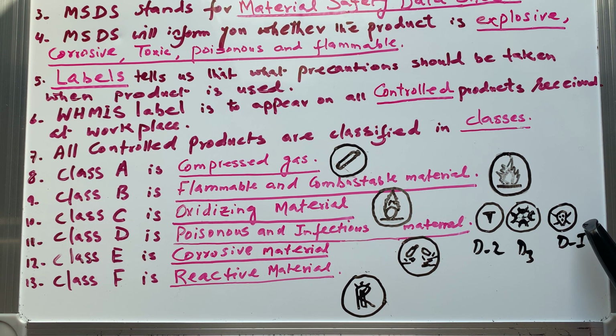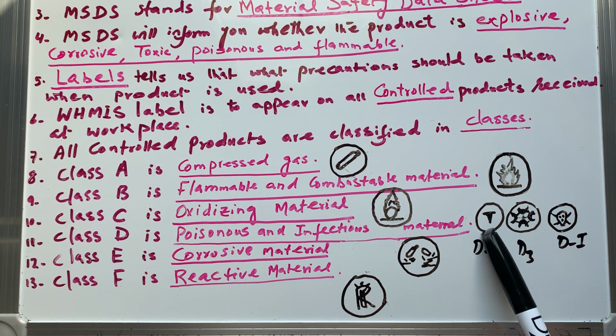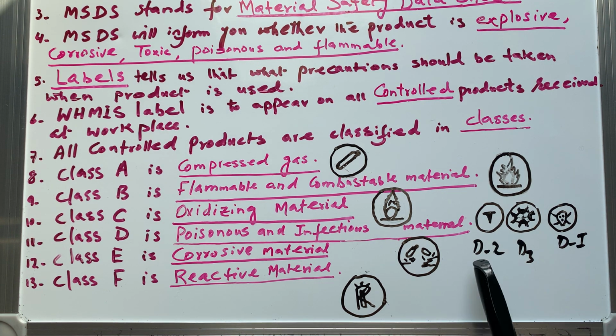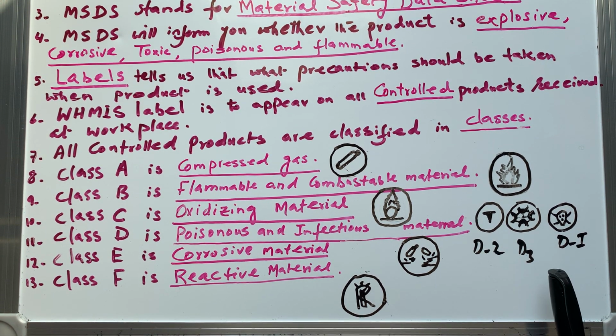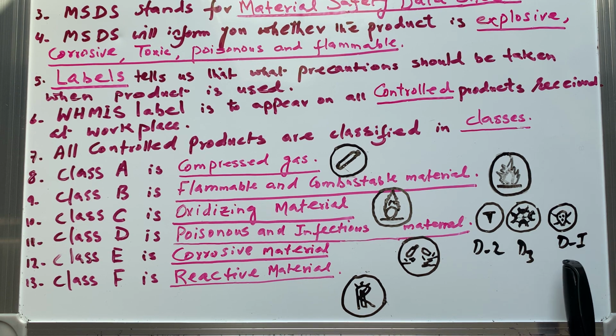D2 is poisonous and infectious material, but these materials cause toxic effects. It's a kind of T in a circle, D2, long-term health problems. They can be life-threatening. These materials are less severe than division 1, but they are also serious for health. And then D3 is biohazardous infectious material.